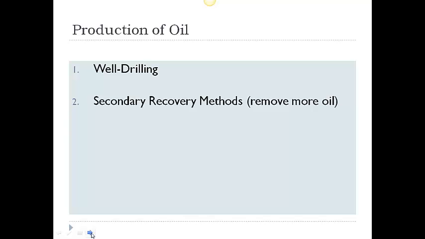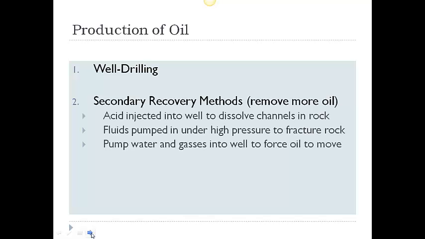And there are also some additional methods we can use to get more oil out of a well. They are called the secondary recovery methods. This might be something good to put in your miscellaneous box. Basically what they're going to try to do is put different things into the well to make more oil come out. That might be acid to help dissolve those channels in the rock, remember that porous rock, to get more oil to come out.